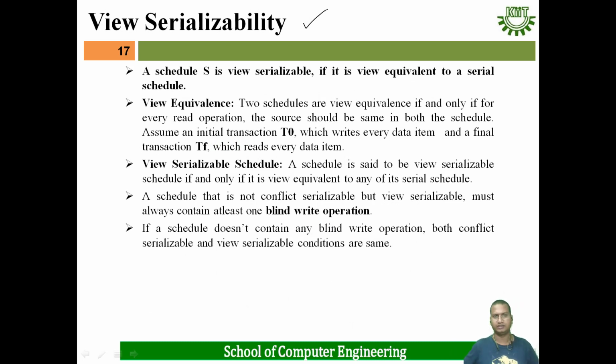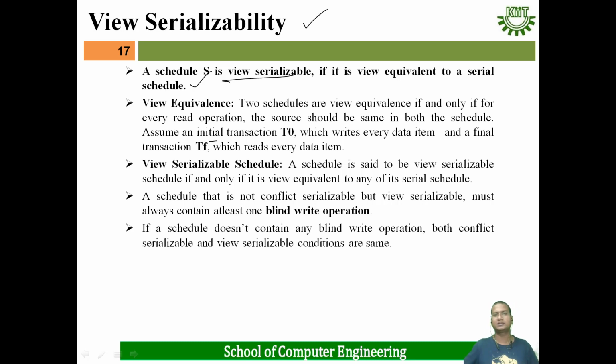Now we'll see view serializability. A schedule S is view serializable if it is view equivalent to a serial schedule. In case of conflict serializable, if the schedule is conflict equivalent to a serial schedule, then that is conflict serializable. In case of view serializable, if it is view equivalent to one of its serial schedules, then it is known as view serializable.